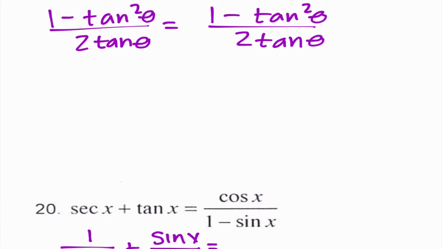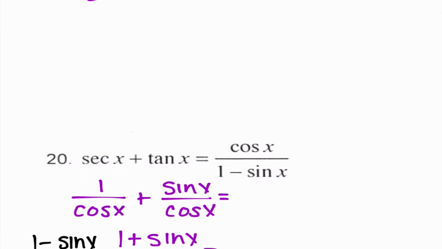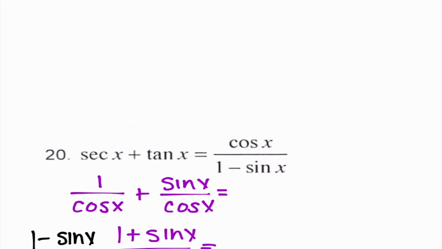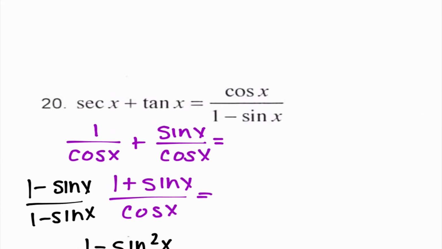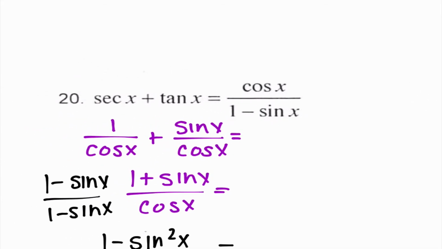Number 20, I decided that the left side was easier to work with, so I started by getting those in terms of sine and cosine. And I thought to do this simply because the right side is in terms of sine and cosine. The nice thing here, we do have a common denominator, so I made it 1 plus sine over cosine. Now I noticed that on this side of the equation, I need to have a 1 minus sine in my denominator, so I multiplied by 1 minus sine over 1 minus sine.